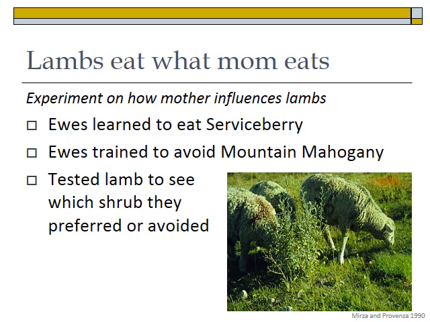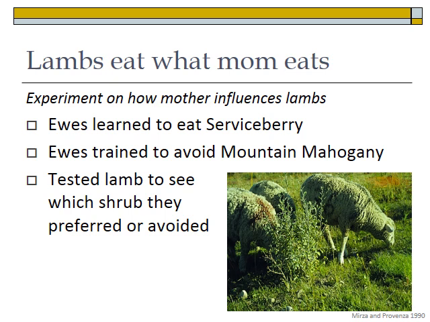So we know that lambs eat what mom eats. Sarwat Mirza, a colleague of mine, did some experiments where he looked at how strong mother's influence on lambs was. He had a set of ewes that he trained to eat serviceberry simply by giving them serviceberry and letting them experience the positive benefits of eating serviceberry. Those same ewes were trained to avoid mountain mahogany. So mountain mahogany is generally a fine shrub. Animals eat it. This is true mountain mahogany, Cercocarpus montanus. And then he let the lambs interact with their mothers while their mothers were avoiding mountain mahogany and eating serviceberry.